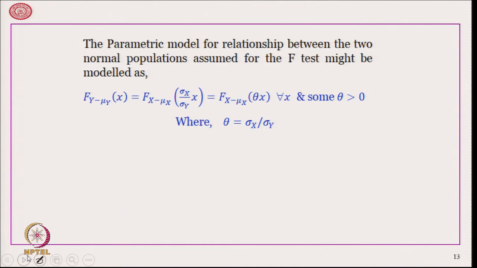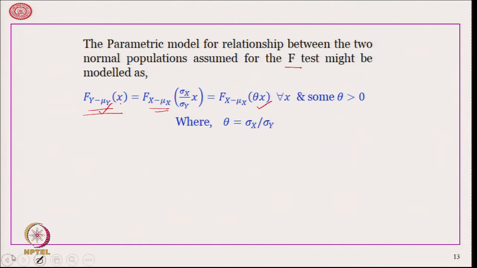So, this same test we can now look at with the help of theta. The F test can be written as follows: we are standardizing Y minus mu_y, that is, we are subtracting the mean from the observation, and we are looking at the cumulative distribution function. Similarly, corresponding to X, we are doing the same thing, and we are checking sigma_x by sigma_y, which is the standardization, and that is what is called theta_x. Then we can see that the F test can be written in the form F_(Y minus mu_y)(x) is equal to F_(X minus mu_x)(x/theta_x).